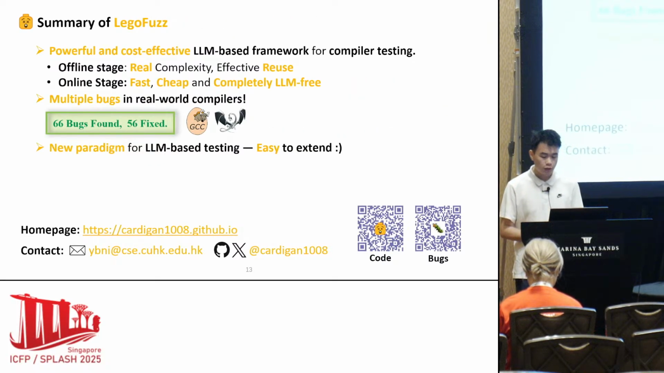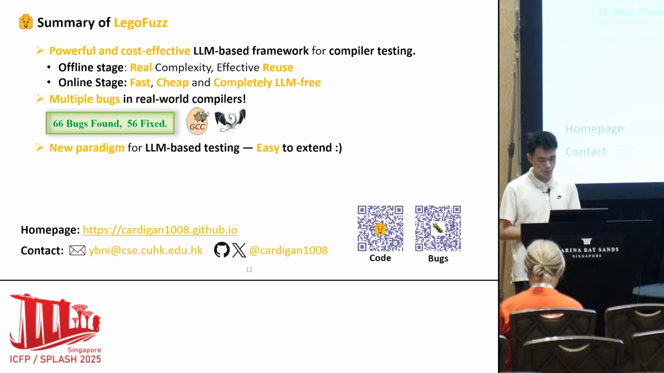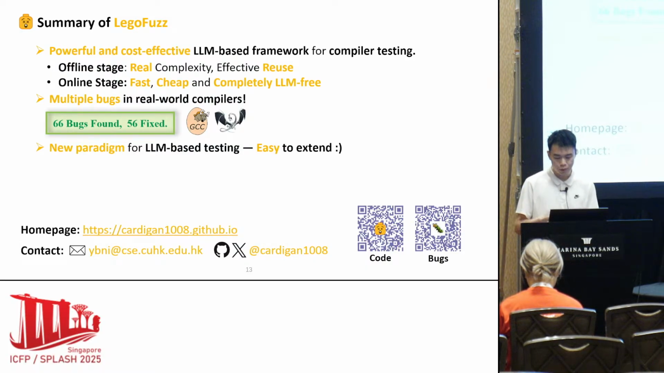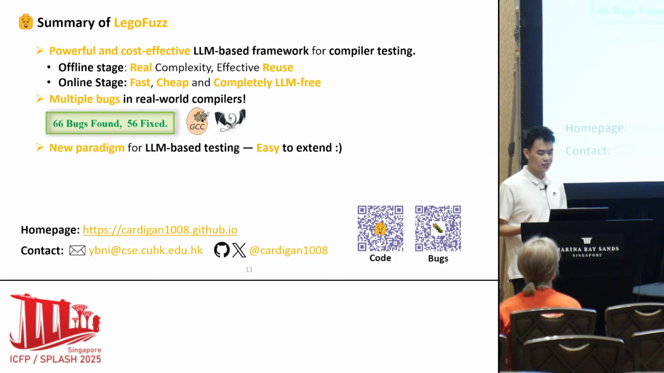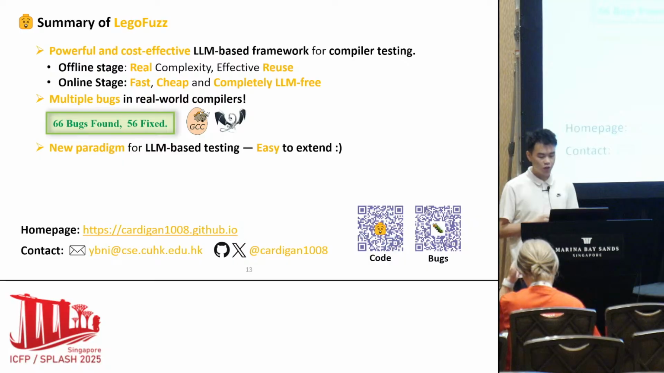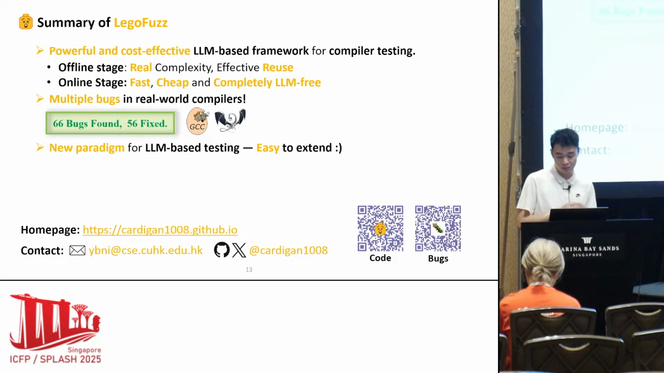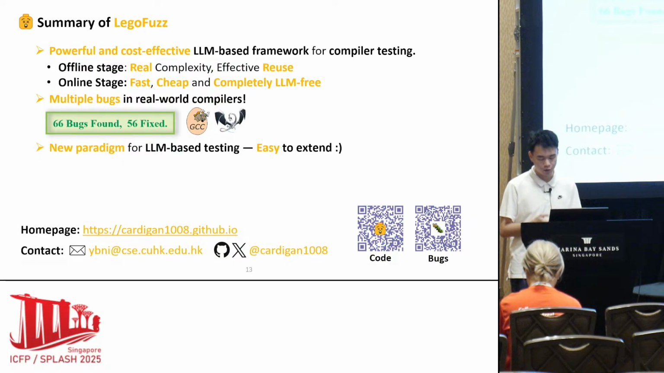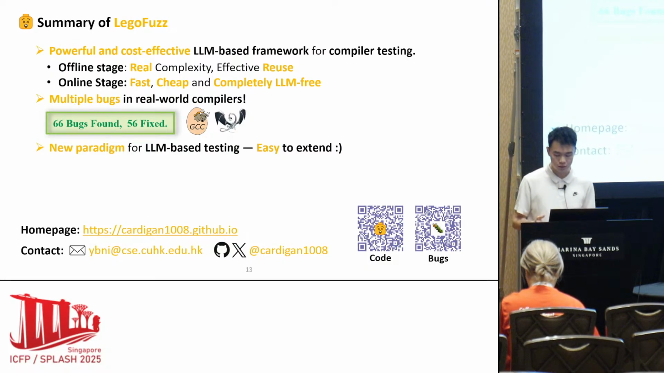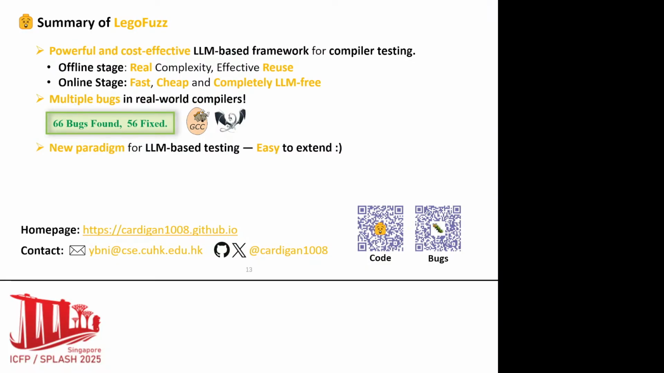To summarize, LEGO Fast is a powerful and cost-effective LLM-based framework for compiler testing. It combines two stages: an offline stage that builds real and reviewable complexity, and the online stage that is fast, cheap, and completely LLM-free. In real-world testing, LEGO Fast has already found 66 bugs, with 56 already confirmed or fixed in GCC and LLVM. More importantly, it introduces a new paradigm for LLM-based testing, one that is easy to understand and highly effective in practice. So thank you for listening, and I'm happy to take any questions here.